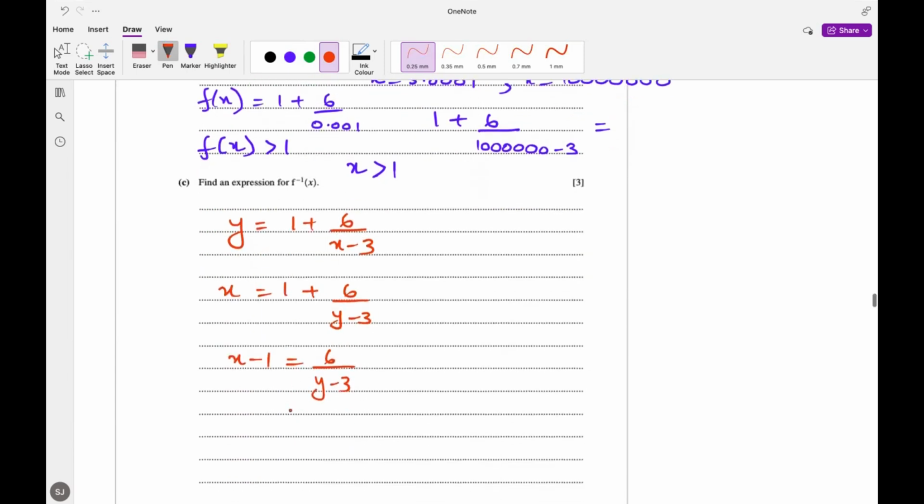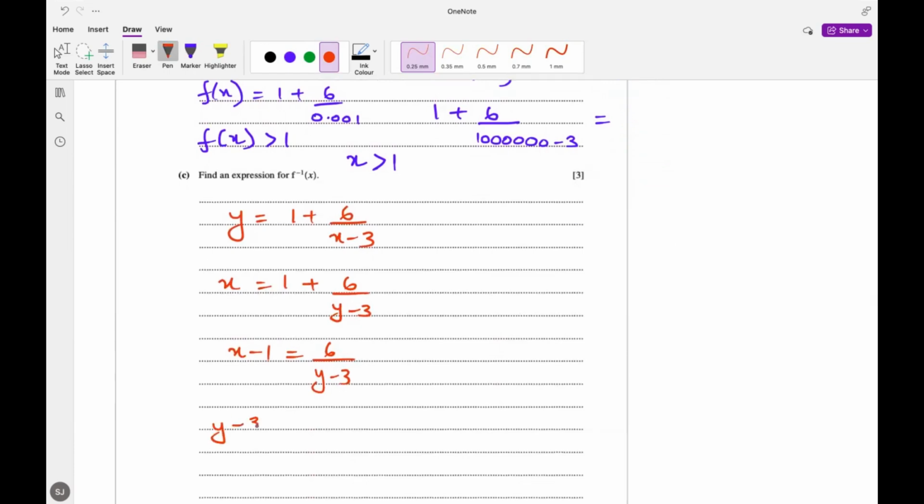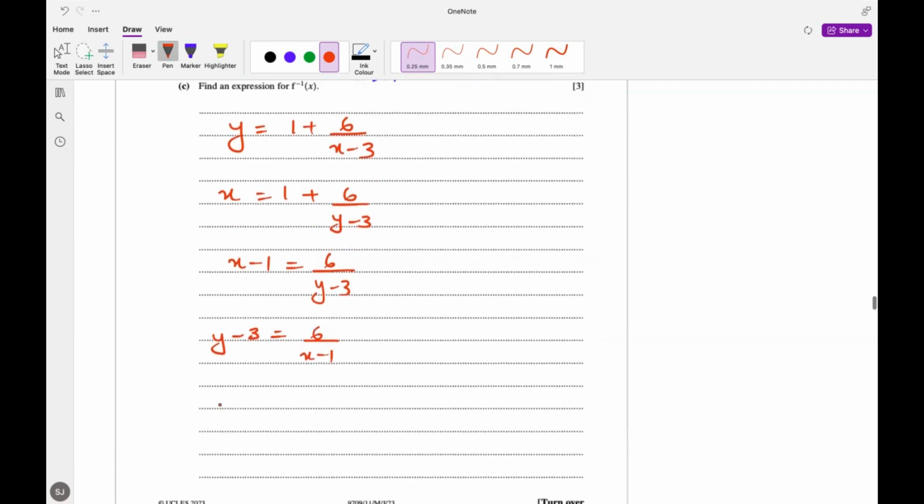As we have to make y our subject, we'll write it as y minus 3 is equals to 6 upon x minus 1. Finally, taking 3 on the other side, this will become y equals to 6 upon x minus 1 plus 3. We can write the final answer as f inverse of x is equals to 6 upon x minus 1 plus 3.